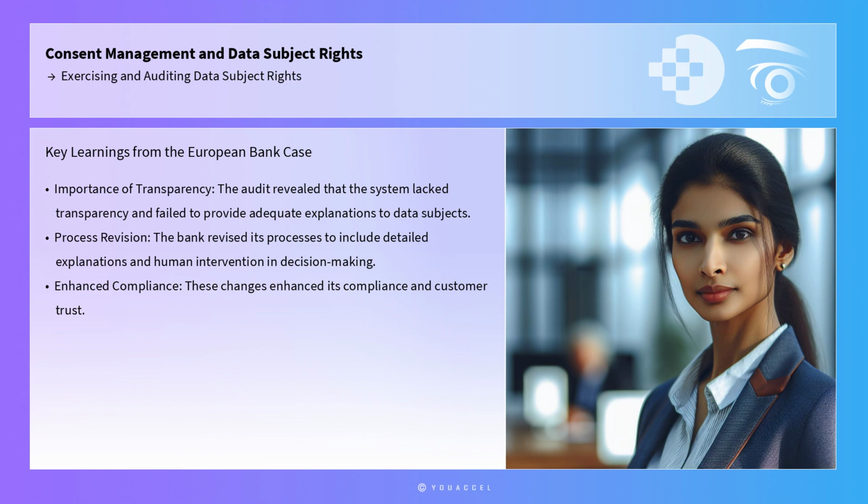One notable example demonstrating the importance of these rights is the case involving a European bank that was scrutinized for its automated credit scoring system. The audit revealed that the system lacked transparency and failed to provide adequate explanations to data subjects. As a result, the bank revised its processes to include detailed explanations and human intervention in decision-making, enhancing its compliance and customer trust.